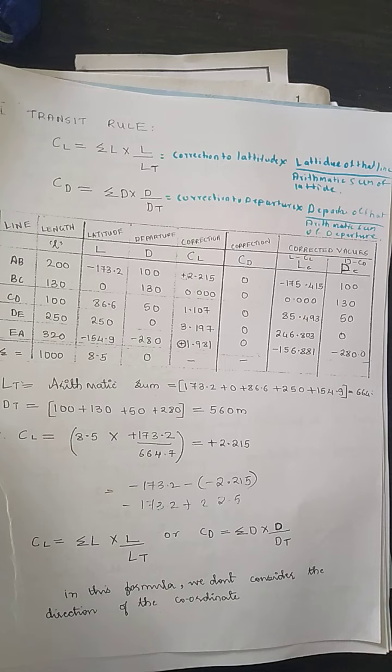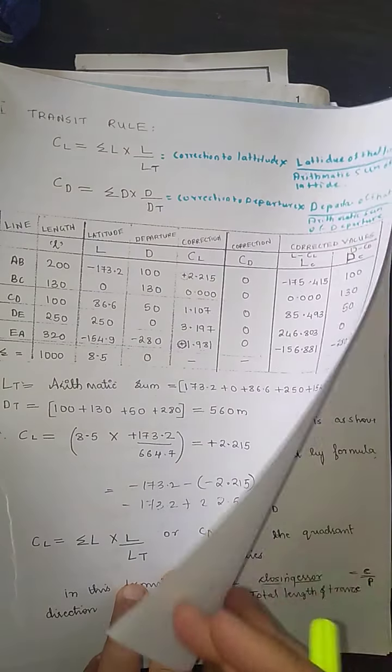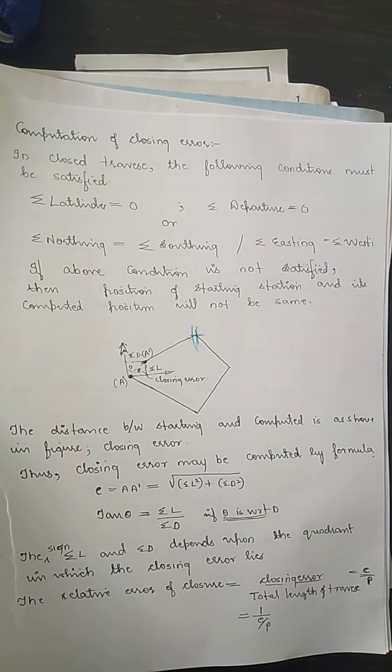Here you need to solve many problems from the textbooks, right? In the notes also there is one more problem. You can solve that problem also in order to practice these problems on the Bowditch method and by using the transit method. In addition to this, you also need to go for some more problems from the textbook, right? Now this is regarding the Bowditch, and how to solve the problems by using the transit rule.